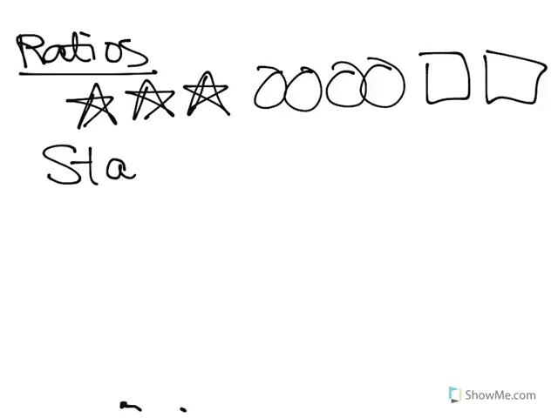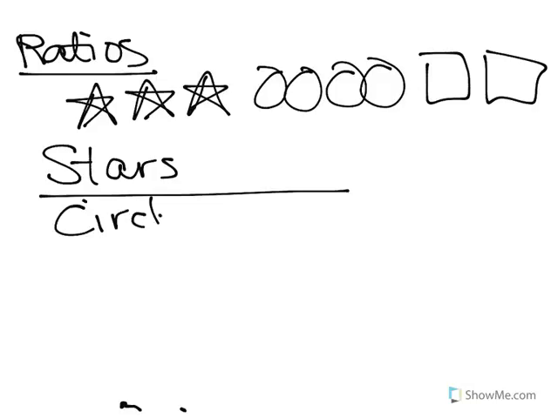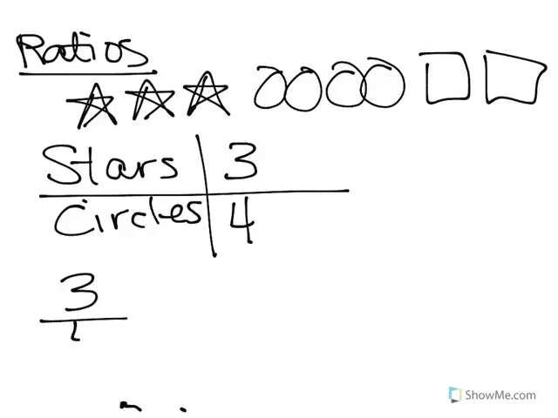So I would put stars, circles. I have 3 stars to 4 circles. And so my ratio would be 3 to 4. And I can write it as a fraction, which would be 3/4. I can write it with a colon, 3 to 4.